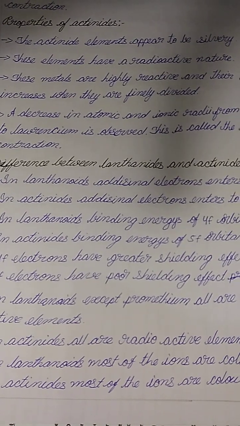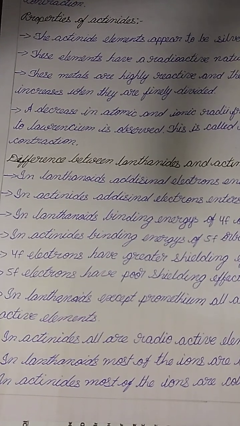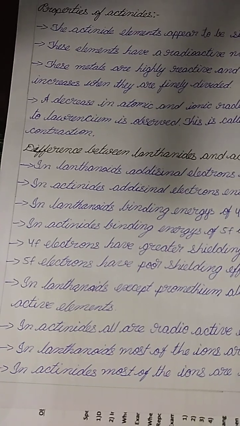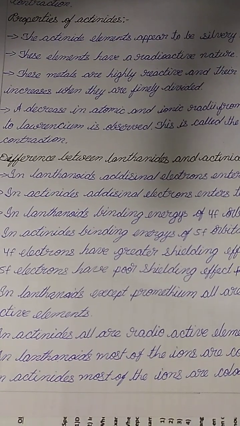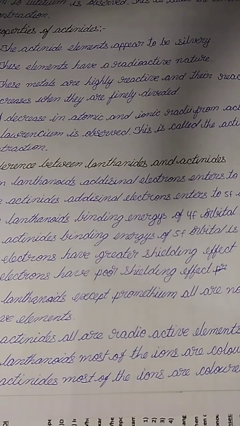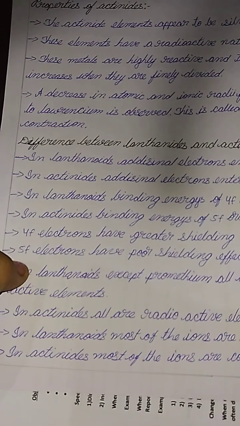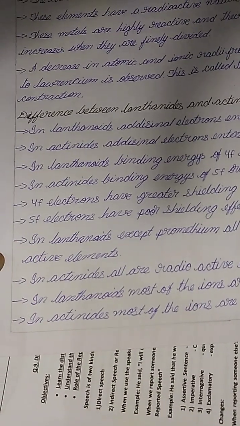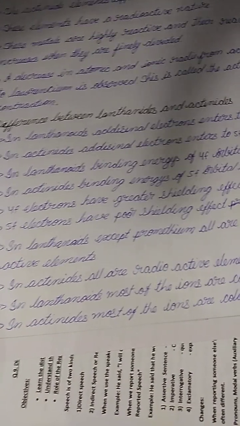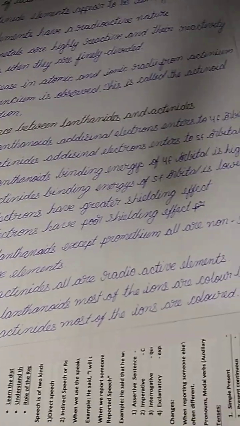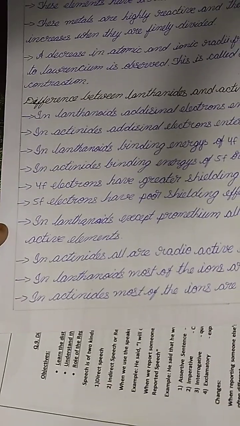The 4f electrons have a good shielding effect. The 5f electrons have a poor shielding effect. Lanthanides are not radioactive, except promethium. All the actinides are radioactive elements. In the lanthanides, most of the ions are colorless. In the actinides, most of the ions are colored.